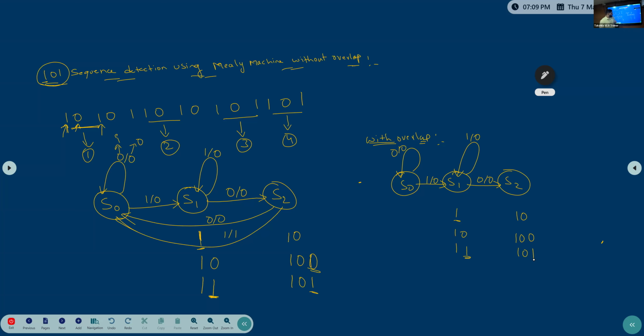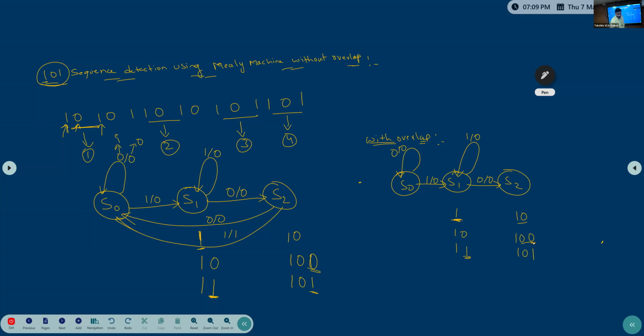Two possibilities are there. So now, what I need to do at S2: these last two bits I need to compare with these last two bits. Matching? No. So then this last one bit I need to compare with this last one bit.